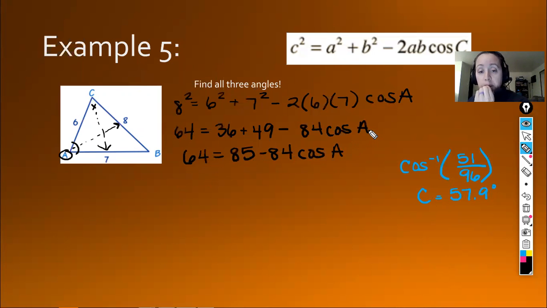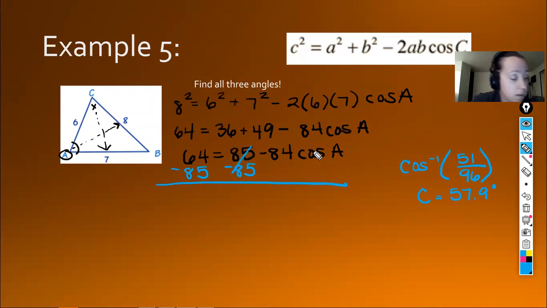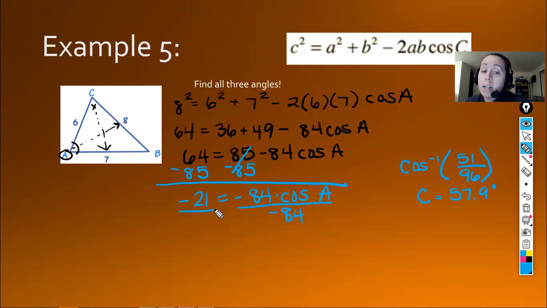We are going to undo this equation by treating it like a two-step equation. I'm first going to get rid of that constant, that number that has no variable attached to it. So I'm left with 64 minus 85, negative 21 equals negative 84 cosine A. And remember that negative 84 is attached to the cosine of A with multiplication. So I need to divide to undo that.